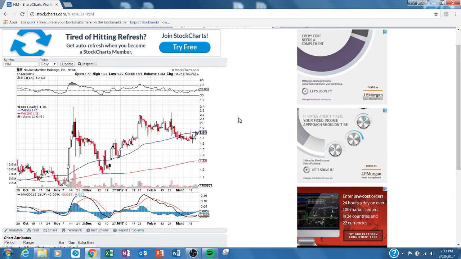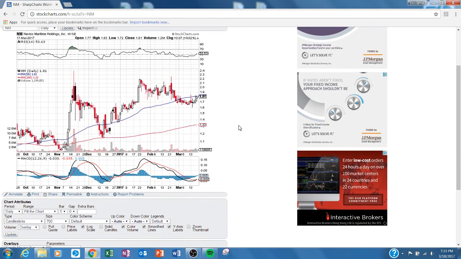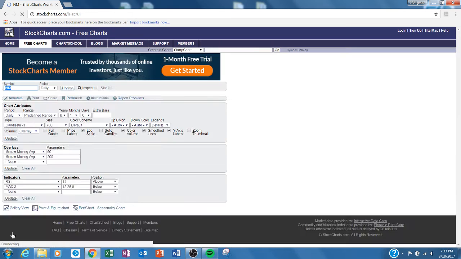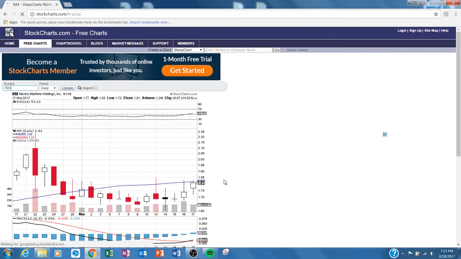So now what I do is, once I look at that 6-month and I see those indicators, I come down here to my range under chart attributes, and I select fill the chart, and all these options come up, and I choose the 1 month. So I'm going to update it right here. So now I'm looking at a 1-month chart.